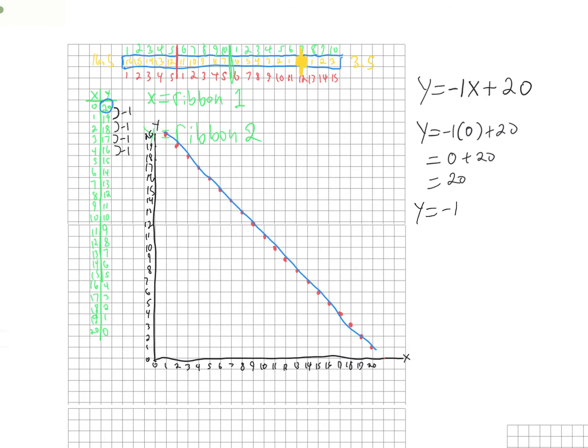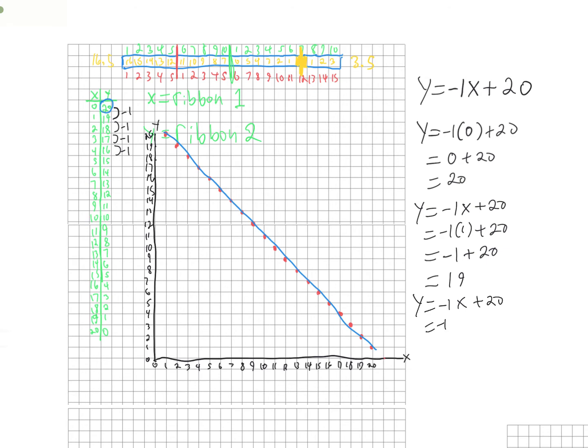So -1x plus 20. In this case, we're going to fill in the value for where x equals 1. So now we have -1 times a +1, which is going to be -1. And I still have to add my 20. So -1 plus 20 is 19. So again, when x equals 1, y equals 19, which is exactly what we see up here in our table of values. We'll do one more quick example just to be 100% sure.